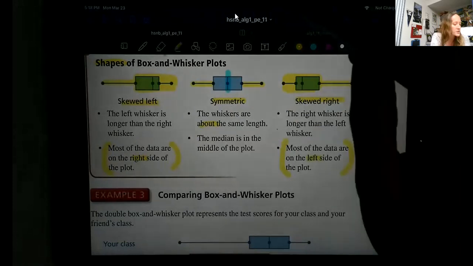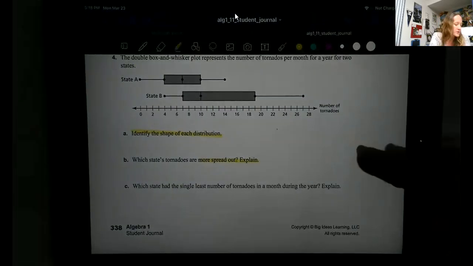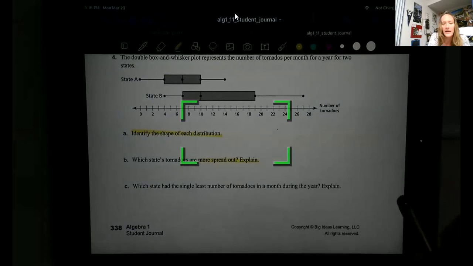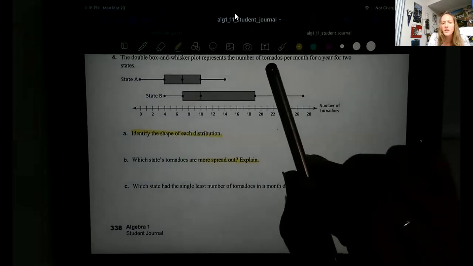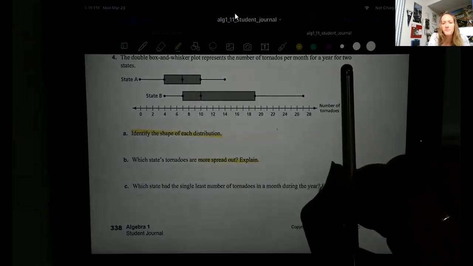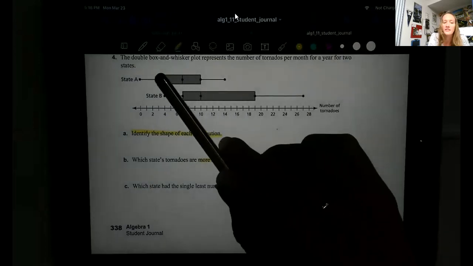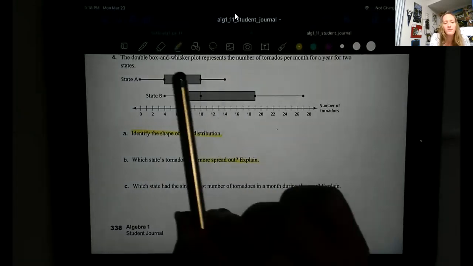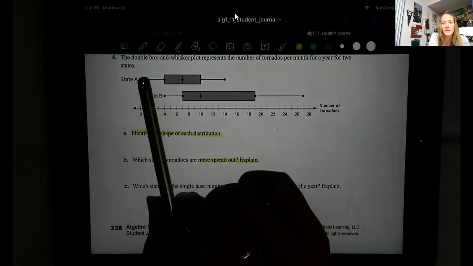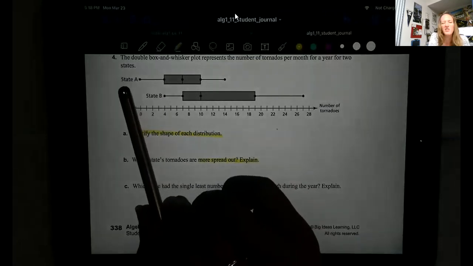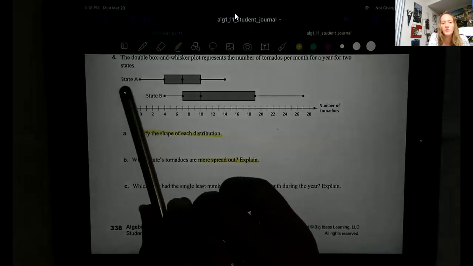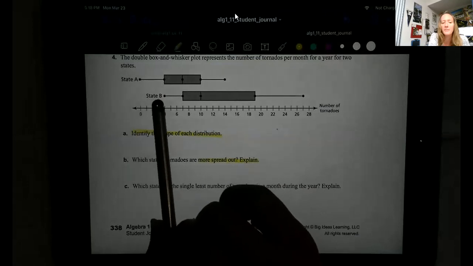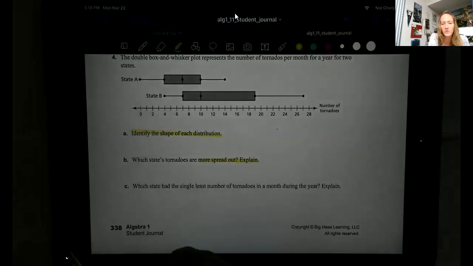So that would be our first answer to this first question in this problem that we were going to tackle together. In this one, we're talking about number of tornadoes per month for a year for 2 different states. They didn't tell us what the 2 states are. Maybe if you've seen Wizard of Oz, you might think one of them's Kansas. But my sister lives in Ohio, and they get tornadoes too sometimes, or Indiana. But state A and state B, we're just comparing the tornadoes.